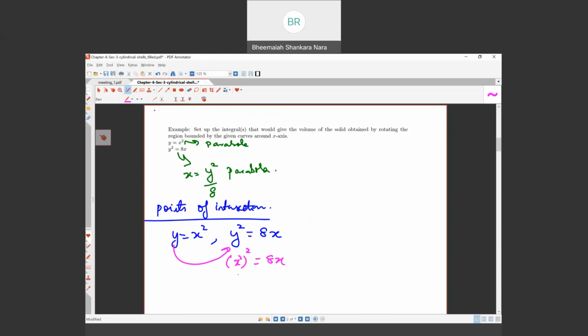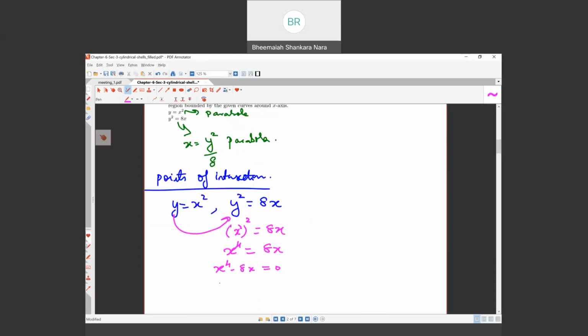x to the 4 is 8x. Move 8x to one side, it becomes negative 8x. And now you want to factor x. You have x times (x cubed minus 8) equal to 0. And you solve for x: either x is 0 or x is 2.